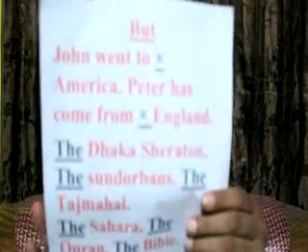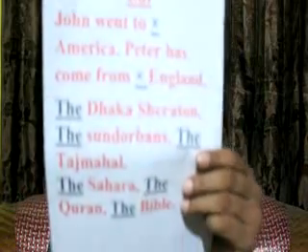And at the same time, we should remember that if there is the name of a place which is historically famous, or the name of a desert, or the name of a holy book is used in a sentence, we should simply use the definite article before them. Look at some examples: the Dhaka Sheraton, the Sundarbans, the Taj Mahal, the Sahara, the Quran, the Bible, etc.